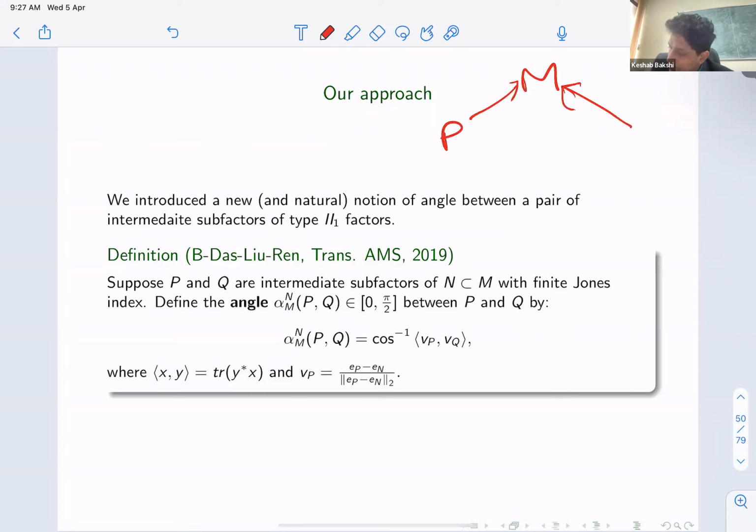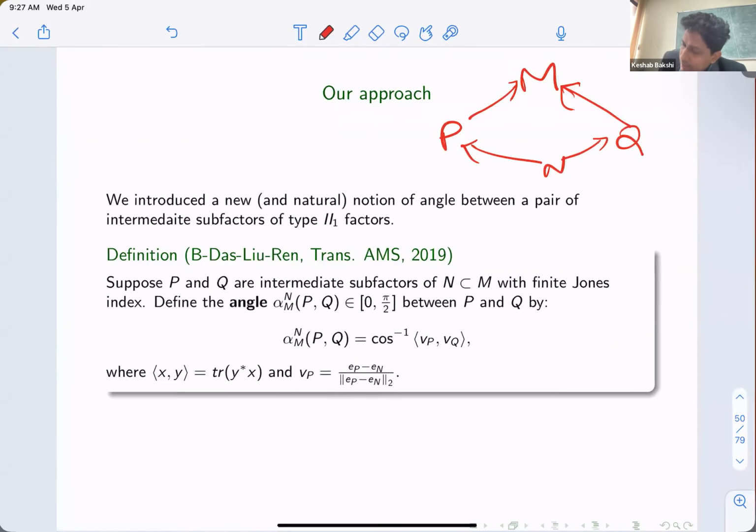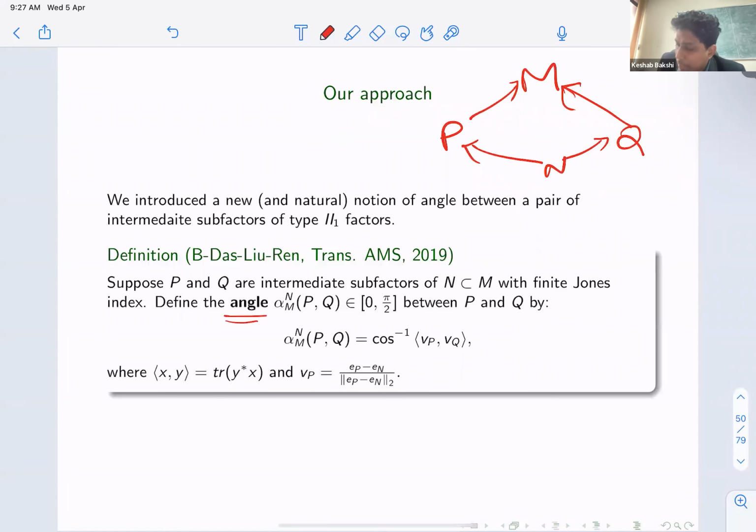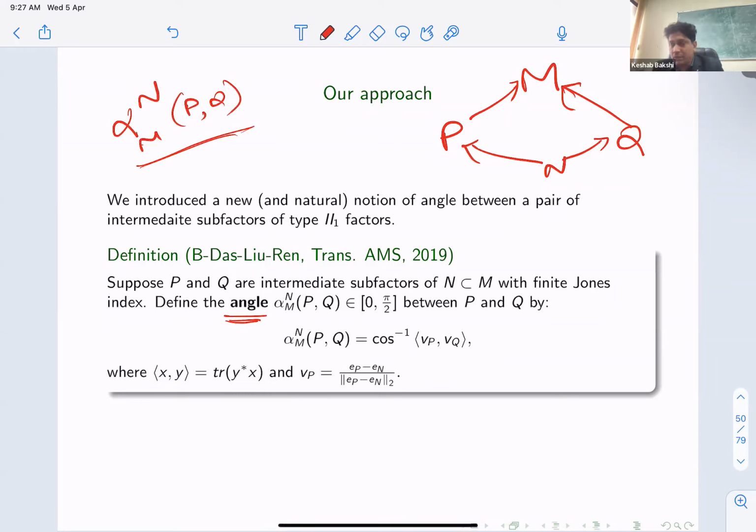So we have this P, Q, and this N. Here N is not necessarily P intersection Q. And also we don't assume irreducibility. What we have done, we have found a new notion of angle between P and Q, alpha_N(P, Q). This is different from the angle operator Watatani did. Our approach is much simpler and cleaner, because Watatani's was actually the angle operator as a set. Ours is like the Jones index basically.